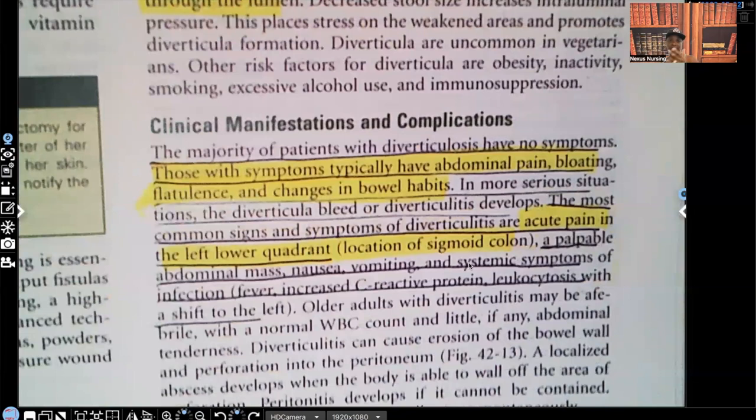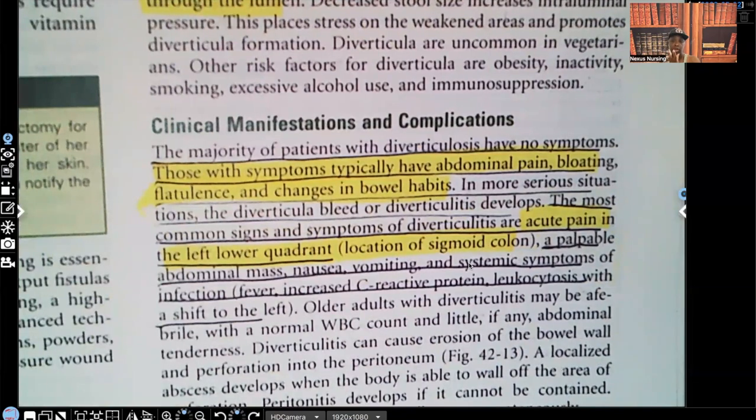Look at the clinical manifestations and complications. What can happen with the diverticulosis or diverticulitis? The majority of patients with diverticulosis have no symptoms. And that makes sense because remember, they've got diverticulosis. They just got that outpouching. It's not like they've got inflammation. Usually they have no symptoms. But those with symptoms, here are the symptoms you're normally going to see. Abdominal pain, bloating, flatulence, changes in their bowel habits.